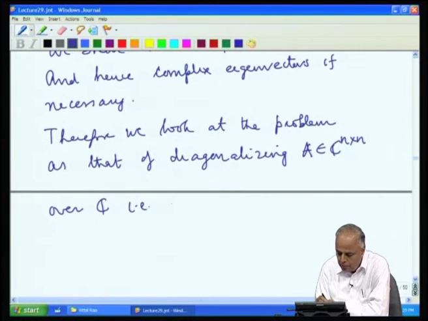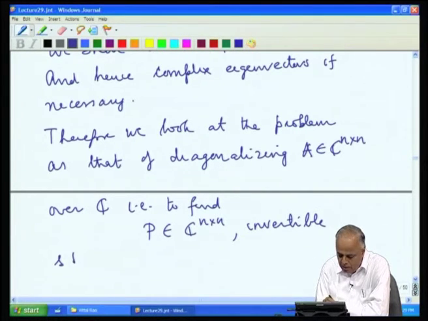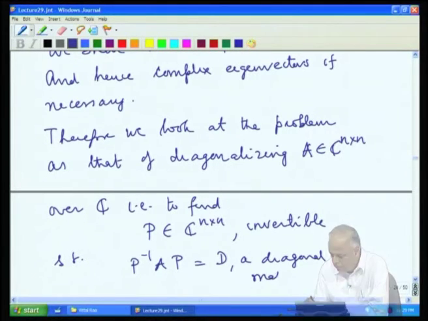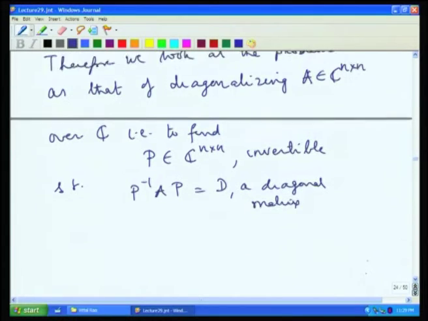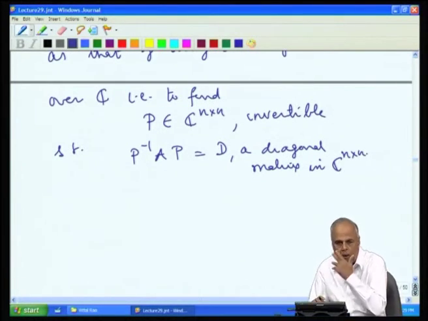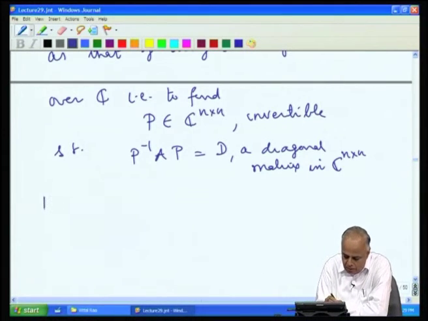That is, to find P, which can be in C^n×n, invertible, such that P inverse A P is D, a diagonal matrix in C^n×n. So, therefore, we expand everything to the domain of complex numbers. Why do we do that? What is the advantage?